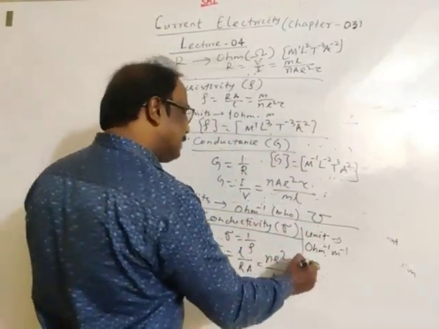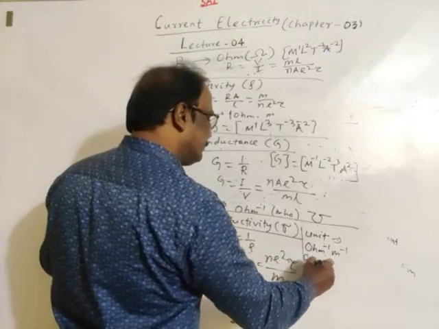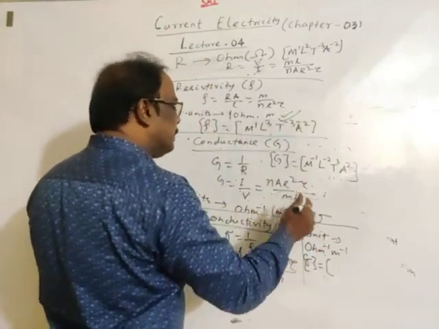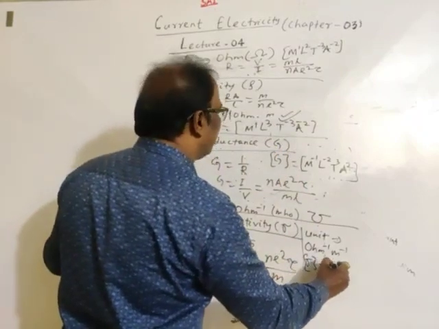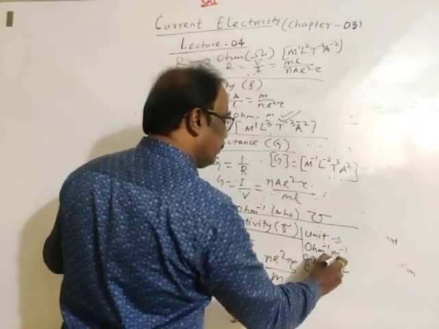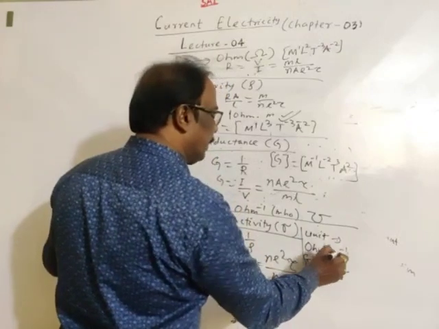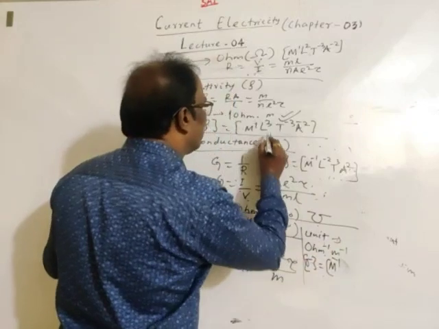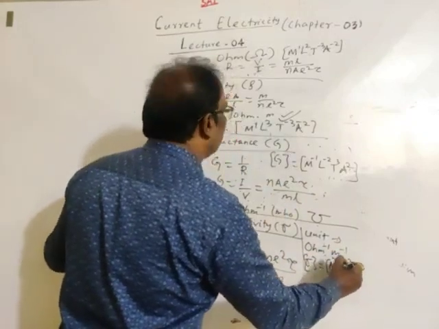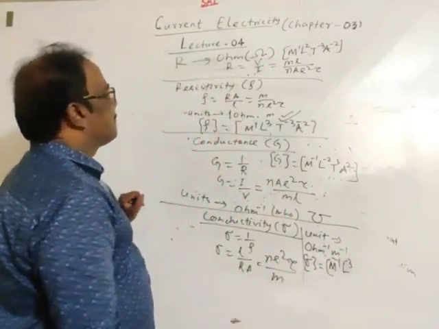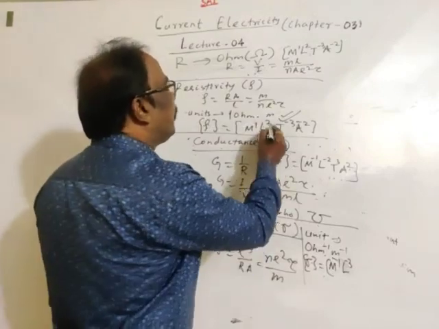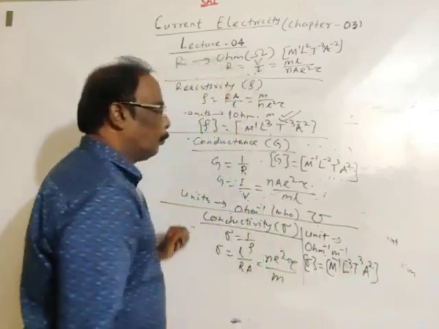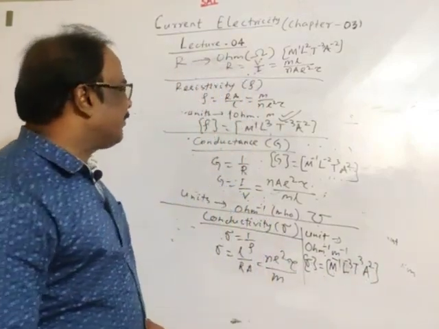Then the dimensional formula of conductivity, the reciprocal of resistivity. This is the dimensional formula of resistivity. So take the reciprocal, meaning m to the power minus 1, l to the power minus 3, t to the power 3, a to the power 2. So all these are very simple.